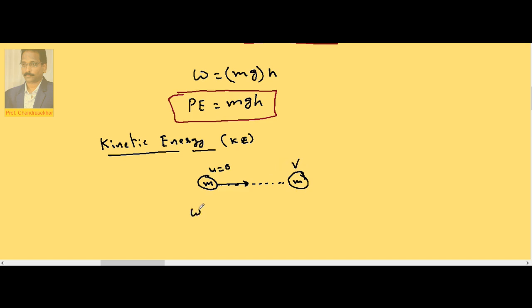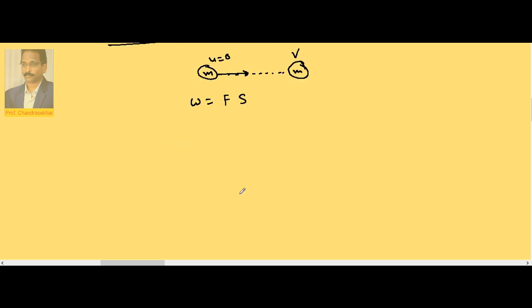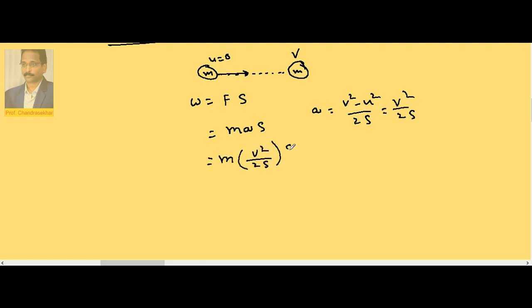Now work is equal to force times displacement, F into s. So what is the work done on the body? Here F is equal to ma. In this equation, a is (v square minus u square) by 2s. Since u is 0, it is v square by 2s. Substitute this value, then m into v square by 2s into s. If I cancel s and s, the remaining is half m v square.